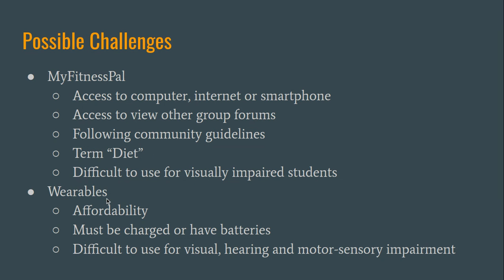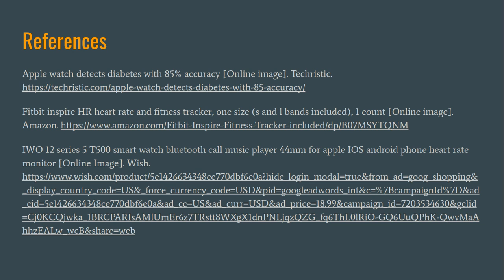For wearables, I can see a challenge with the affordability or being able to have one. That's why I made it optional, because you don't necessarily need it, but it does help enhance a lesson if you do have it. It has to be charged or have batteries in order to work, so it must always be ready to go, basically. And then maybe being difficult for different types of impaired students or learners. And here are my references.